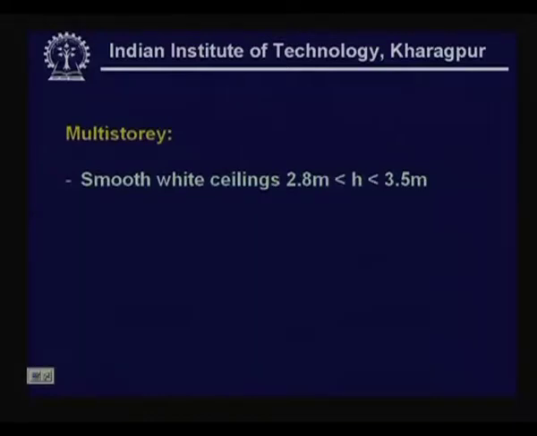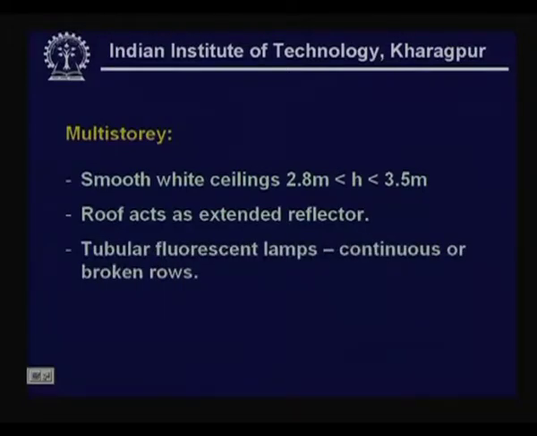If you consider the multi-story, there could be smooth white ceilings with ceiling height ranging between 2.8 meters to about 3.5 meters. The roof itself acts as an extended reflector, and it is adequate if you have tubular fluorescent lamps, continuous or broken rows. And in fact, it must be mentioned here that these particular kinds of low height industrial systems are no different from general offices in that sense, except that if fine work is involved, the level of illumination required may be higher.